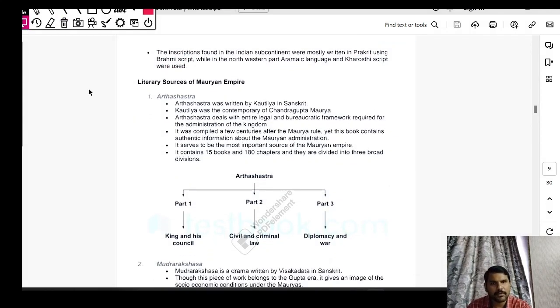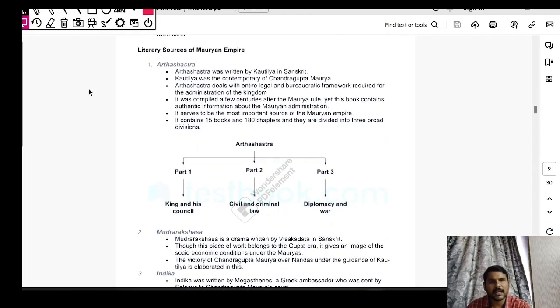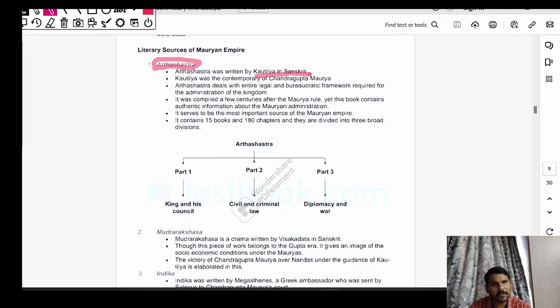Literary sources are very important. So we are talking so much about the Mauryan Empire, but where did we get this information? So first and foremost important thing is Arthashastra. Arthashastra, everyone knows, was written by Kautilya in Sanskrit. So we have seen for the common man, he used Prakrit language with Brahmi script, but Arthashastra was written by Kautilya, who was a Brahmin, so he has written in Sanskrit. So he was the contemporary of Chandragupta Maurya, and it deals with the entire legal and bureaucratic framework.